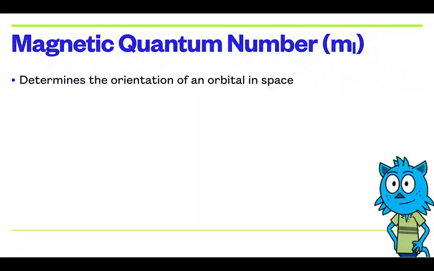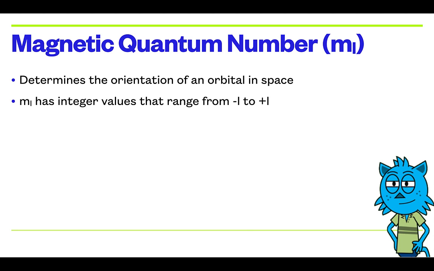So we've done n, we've done L, and now we start looking at the fine tuning of things, and this is the magnetic quantum number, m sub L. This is the third quantum number that we use to solve the Schrodinger equation. And m sub L determines the orientation of a particular orbital in space. So if you can have more than one orbital present of the same type, then they must differ by their orientation. Okay, m sub L has integer values that range anywhere from minus L to plus L.